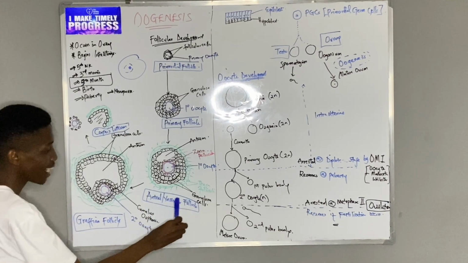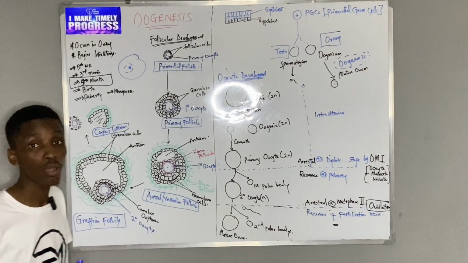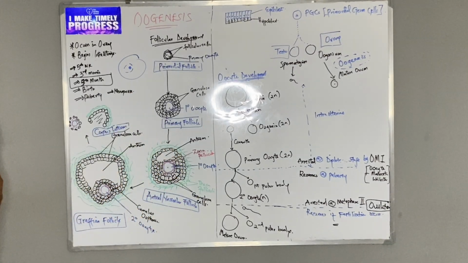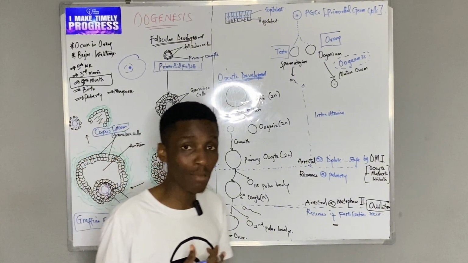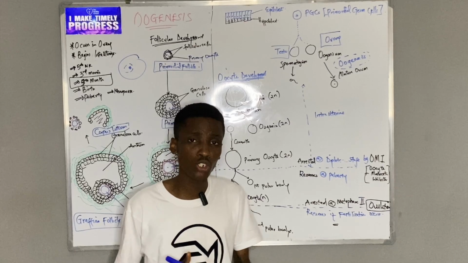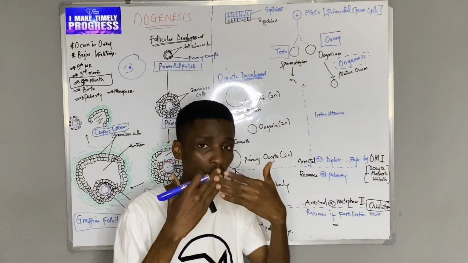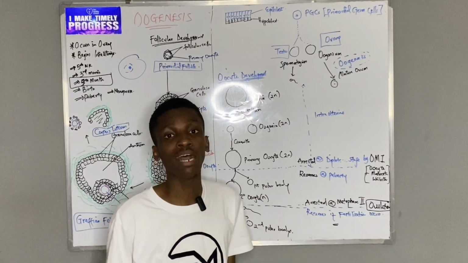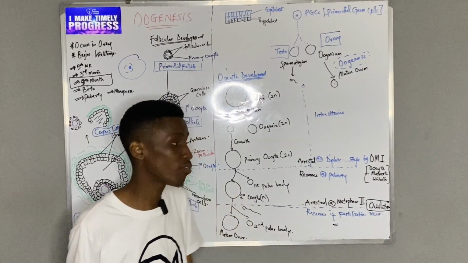And this stage where antral becomes Graafian is called the pre-ovulatory stage. Now, what are the key things to note in this stage? Pre-ovulatory means I'm trying to prepare this follicle for ovulation. What's ovulation? Expulsion of the secondary oocyte from the developing follicle into the ampulla of the fallopian tube, where it is fertilized.